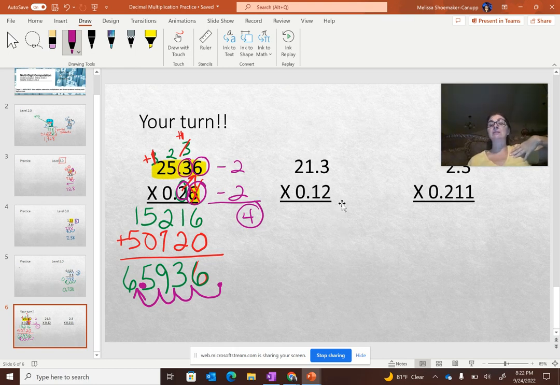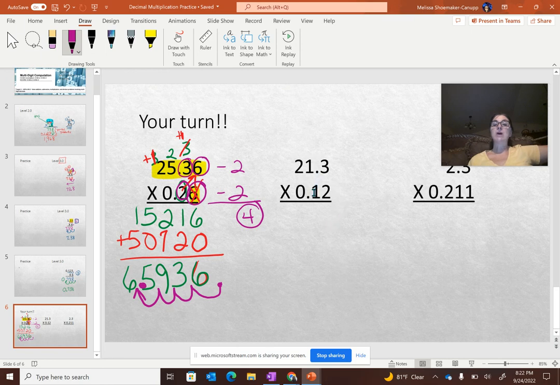I'm not going to write anything. I'm just going to talk it through. I start out by taking 2 times 3, which is 6, 2 times 1, which is 2, 2 times 2, which is 4. I go down to the next line and add a 0 to hold my place value.